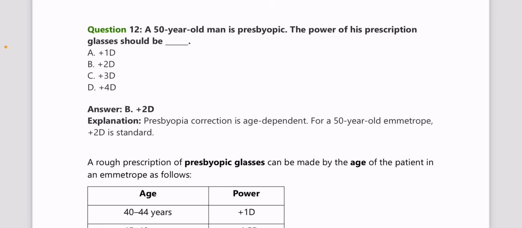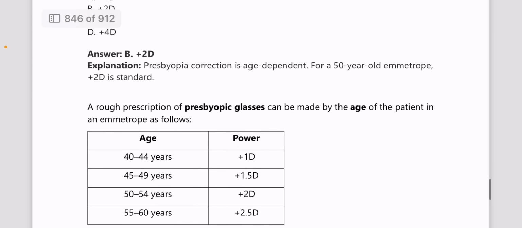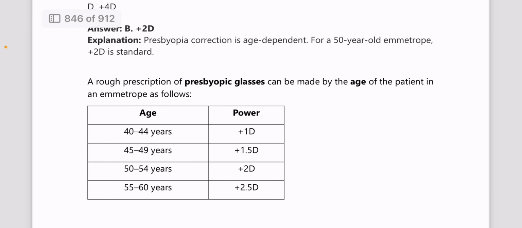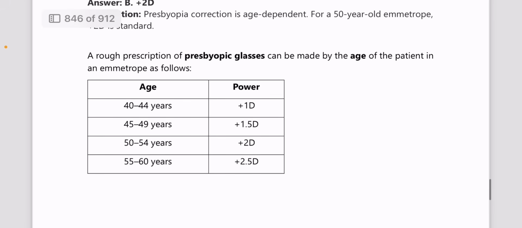So presbyopia correction is age dependent. For a 50-year-old emmetropic patient, +2 diopter is the standard. A rough prescription of the presbyope glasses can be made by the age of the patient in an emmetrope as follows. So 40 to 44 years it will be +1 diopter, 45 to 49 years it will be +1.5 diopter, and 50 to 54 years it will be +2 diopter, and 55 to 60 years it will be +2.5 diopters.